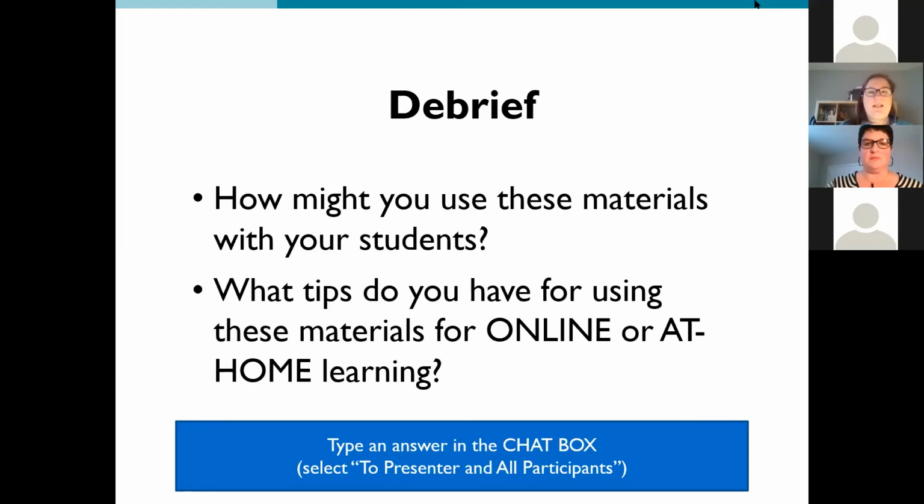But if you would go into the chat box and make sure that you're selecting all panelists and attendees, and then jot out some of your ideas about how you might use some of these materials with your students. We'd love to hear what cases you're teaching, the ways that you might be teaching these cases, how you're depicting these cases as stories, like Jen said. And if anyone wants to verbally respond to this question about how you might use these materials, you can click raise hand and we can get some of that.